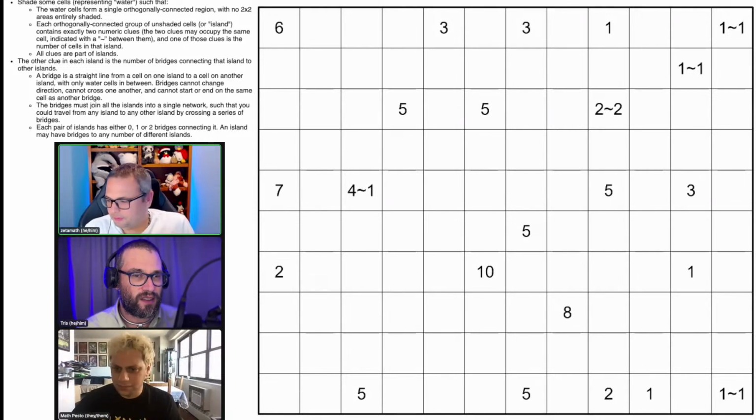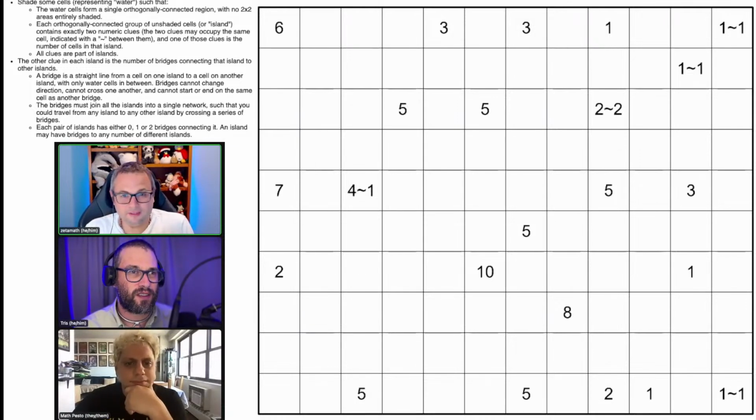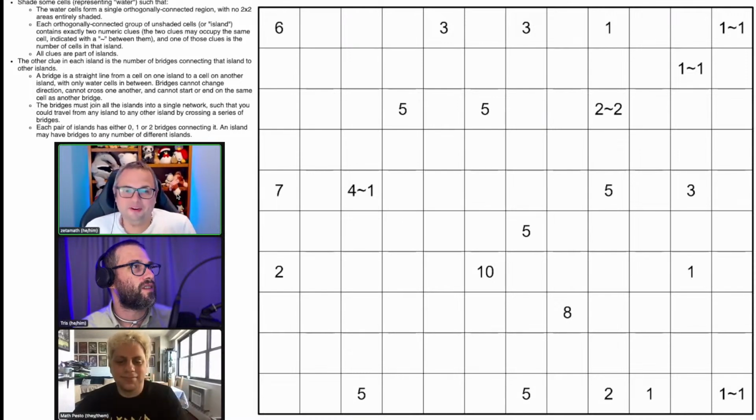Okay, let's attempt to read the rules. So we need to shade some cells representing water. So I guess this will be green. Sorry, not green, blue. Water's the blue one, right? This is off to a great start.